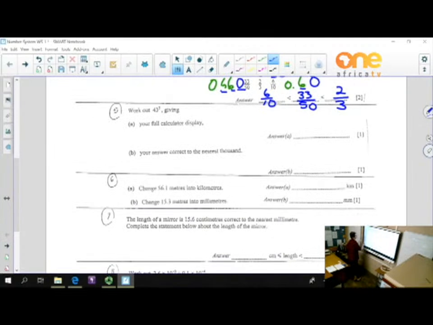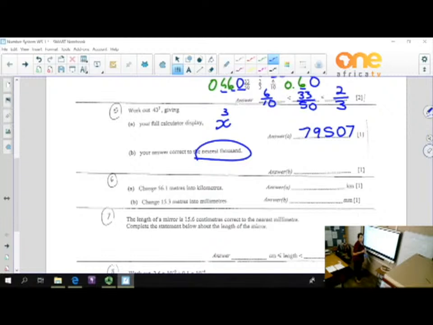Question 5. Work out. So all that I do there is on my calculator, 43 to the power of, look, you will see there is a button, x to the power of 3. Use that one, is equal to, and I say write the full calculator display. So I got 79507, all the numbers, the full display, and now they want us to round it off to the nearest 1,000.